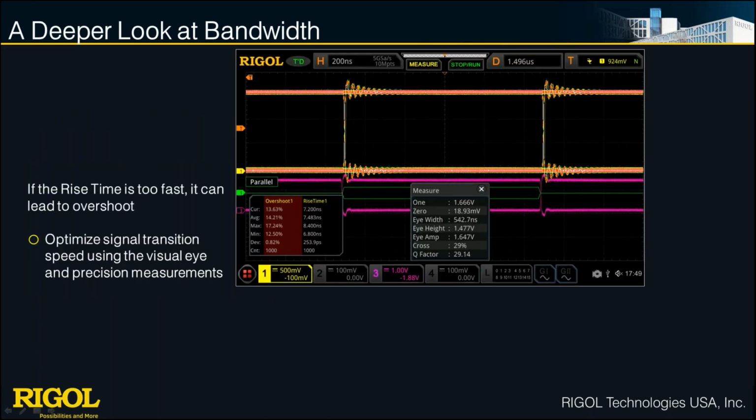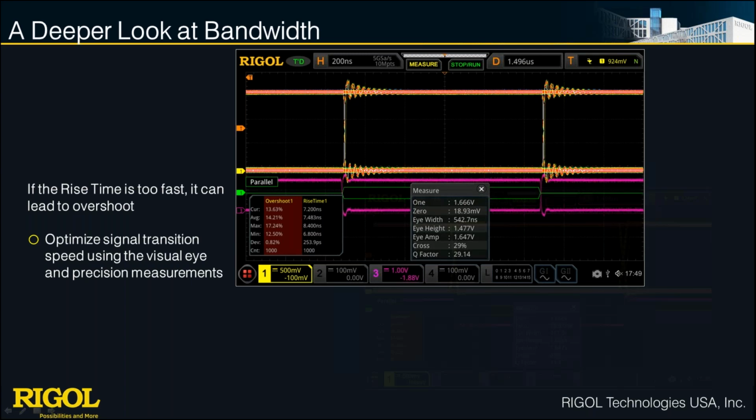But we don't necessarily want that full bandwidth either. So we have to be careful. If the rise time is too fast, now we see this transition happening, we've got a much cleaner signal, but we see some overshoot at the top and the bottom of those signals that could cause us some difficulties as well.